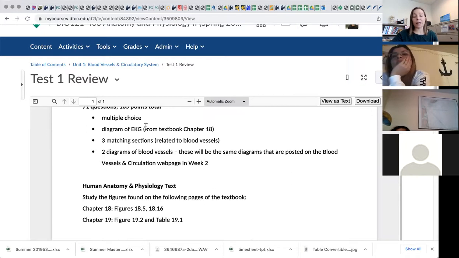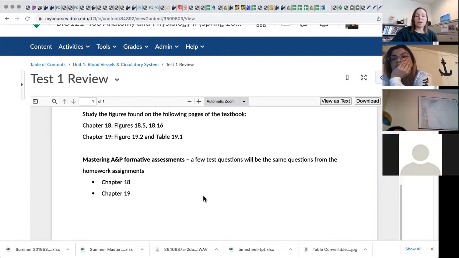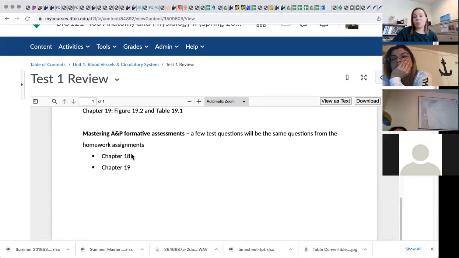From the textbook, I'm referring you to these figures. One of them is the EKG picture. So you will have exactly that same EKG picture on the test. The other things, you won't necessarily have these pictures on the test, but I just felt like knowing them would be helpful, like studying those particular things would be helpful for studying for the test overall. And then you will have a couple of questions that are directly from the 2 homeworks that will be on the test.